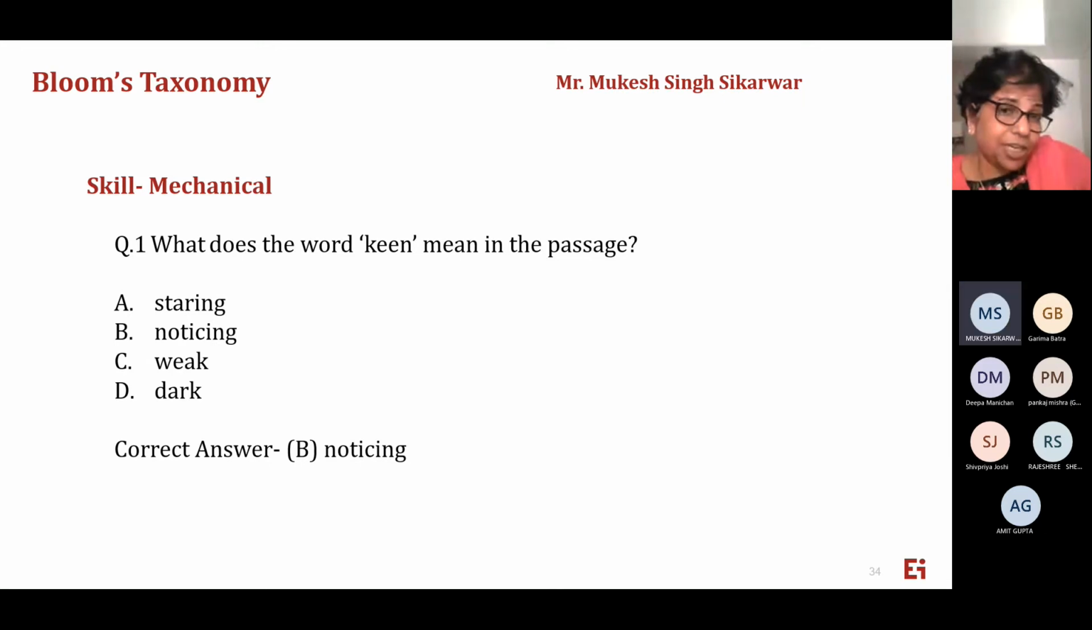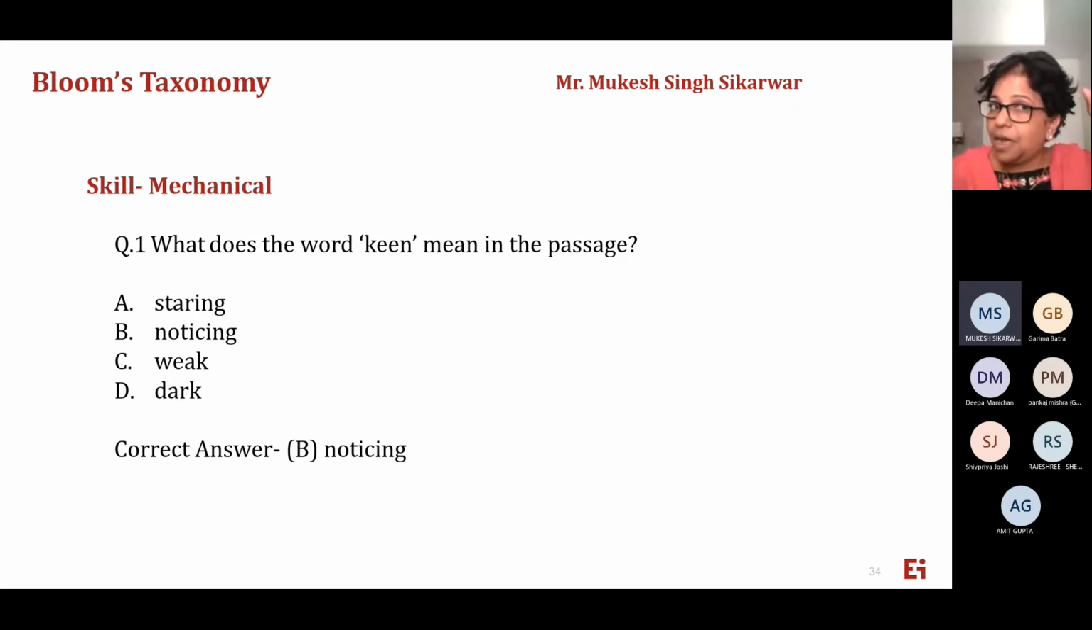Well, I think it will change the cognitive level. Once it is not tagged with the given passage, then for sure it may fall under a different domain. If I add some different confusing or related meaning of the word keen, apart from weak or dark, then definitely it will go under some different domain, maybe application. But in this case, as I have tagged the passage with the question, it becomes mechanical for me. Please continue, ma'am.